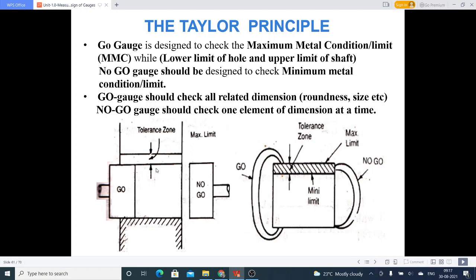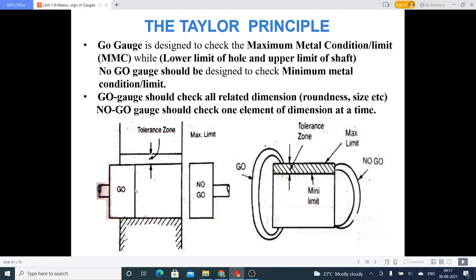You can see here a hole is shown, the tolerance zone of the hole is shown. Now this is a go gauge. Go gauge means if the gauge goes inside the hole, then your hole is made with the actual dimension. If the go gauge does not go inside the hole, your hole is not made with the specified dimension.